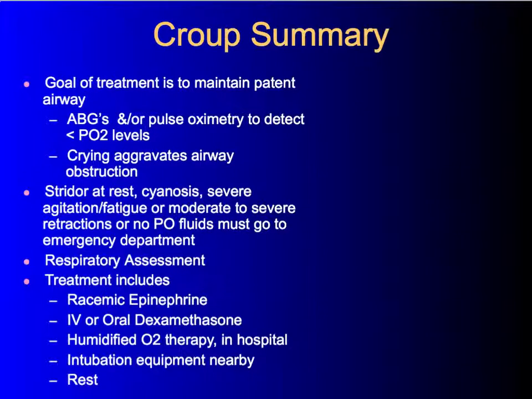So in summary for croup, we want to keep the airway open. We want to make sure that we are checking either ABGs or their pulse oximetry, and crying will aggravate airway obstructions, so we want to minimize crying. If the child suffers from stridor at rest, cyanosis, severe agitation or fatigue, or moderate to severe retractions, or they are not drinking, they need to go to the emergency department immediately.